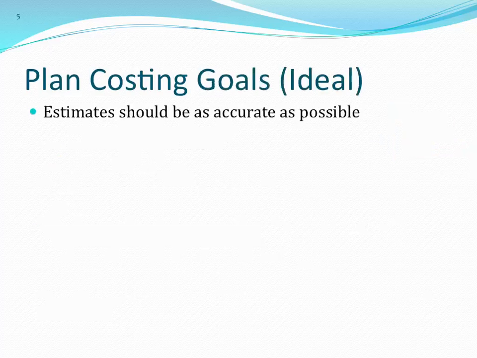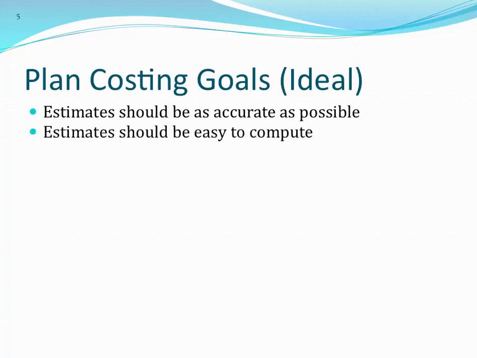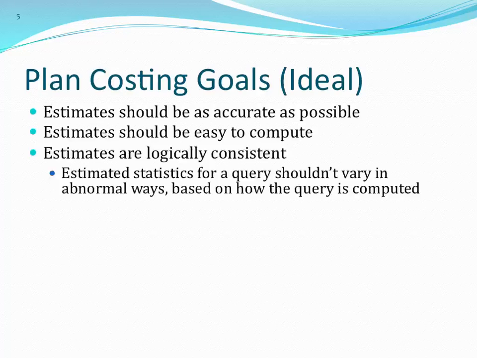So these were the things that we talked about. Our ideal goal with plan costing is that we have estimates that are pretty accurate. Like if I said, here's my estimate, I'm going to read 250 disk blocks, I run the query and it reads like 248 because I'm just so awesome. But that's not really realistic. Okay? But anyway, like I say, your estimates should be easy to compute. They should be logically consistent.